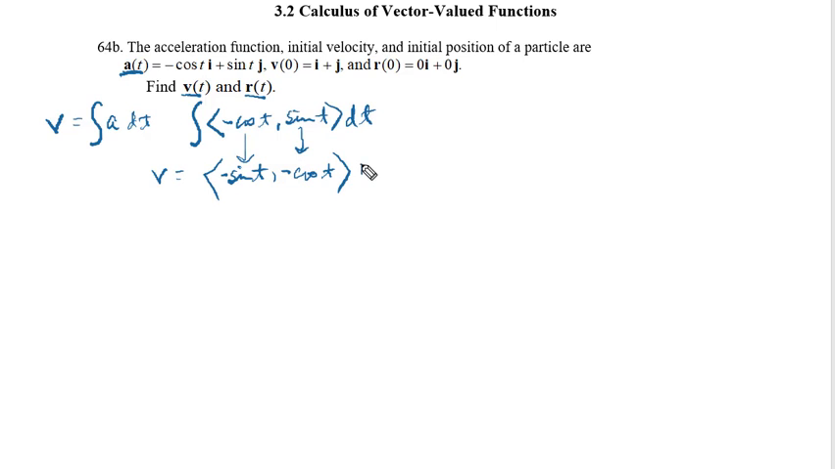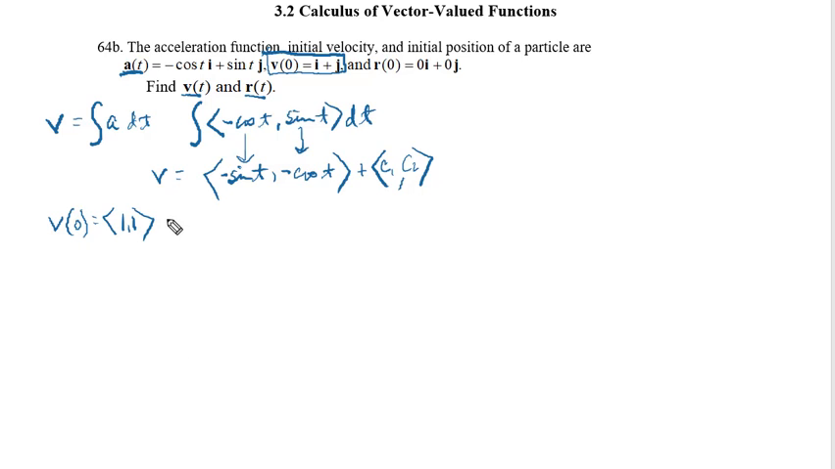Now, that will have some constant of integration, which has to be also a two-dimensional vector, because we have a two-dimensional vector that we're integrating. I'll use C1 and C2 for these two numbers. Then we need to find the C1 and the C2. To do that, we use the given information that v of 0 is equal to the vector 1, 1.